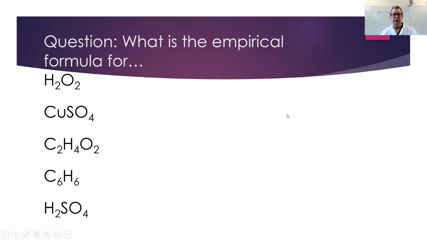Firstly, let's have a go, and I want you to have a little bit of a go at this. What's the empirical formula of these here? H2O2 is hydrogen peroxide, CuSO4 is copper sulfate, C2H4O2 could be all sorts of things, but in this case it's ethanoic or acetic acid, C6H6 is benzene, and H2SO4 you know as sulfuric acid. Have a look at them. Simplify and work out what the empirical formulas are. I'll give you a moment.